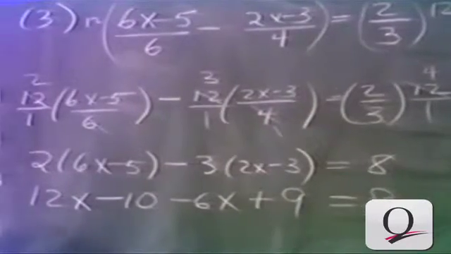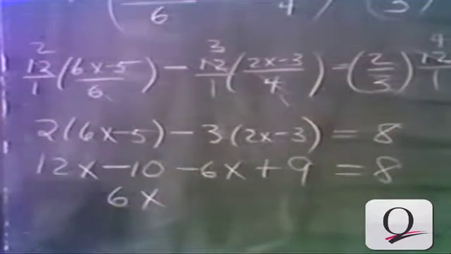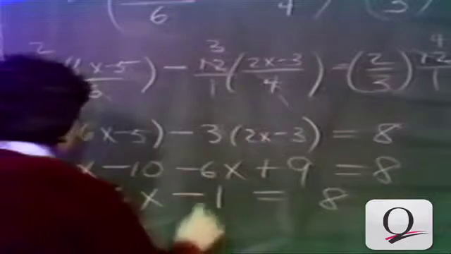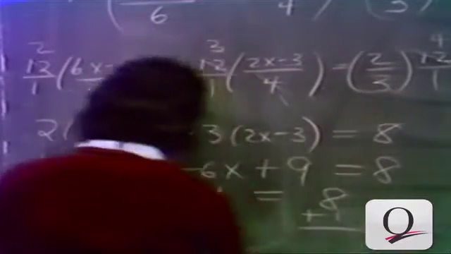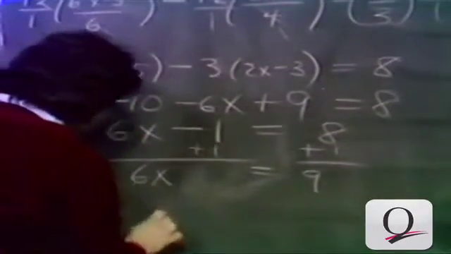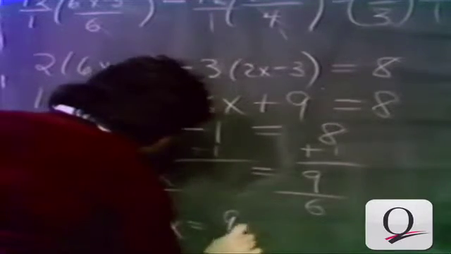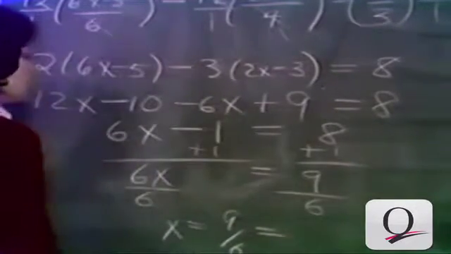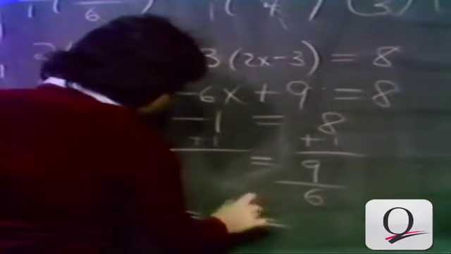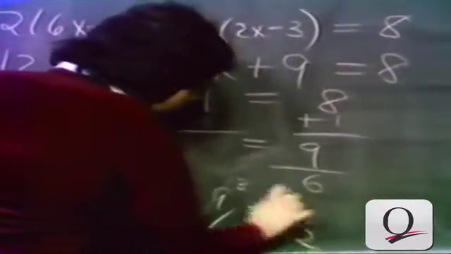Now, combining like terms, 12x minus 6x gives us 6x. Minus 10 plus 9, that's minus 1, equals 8. Adding 1 to both sides, we get 6x equals 9. Dividing both sides by 6, x equals 9/6, and we can reduce to lowest terms. We can divide numerator and denominator by 3. 9 divided by 3 is 3. 6 divided by 3 is 2, for a final answer of 3/2.